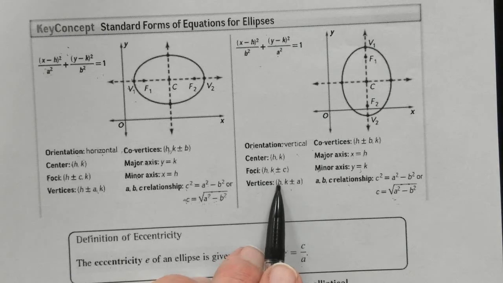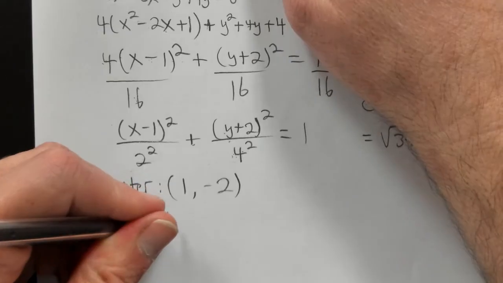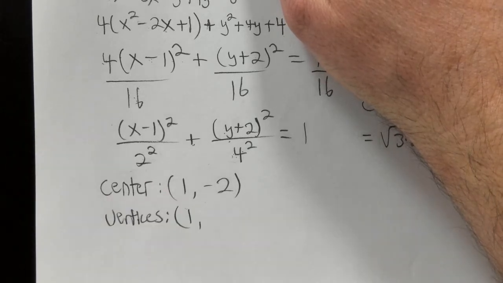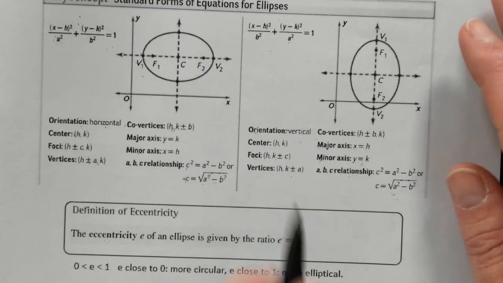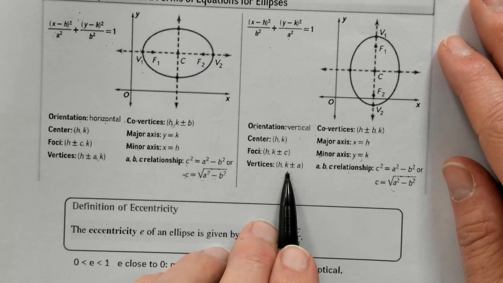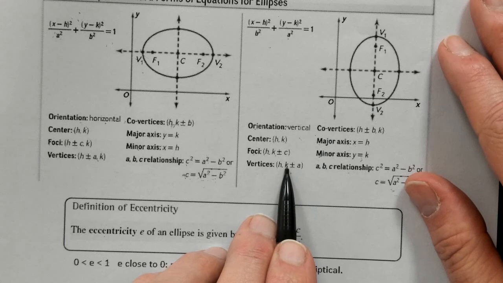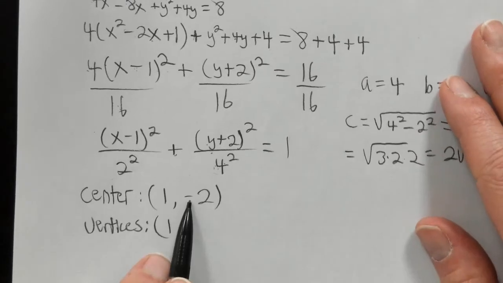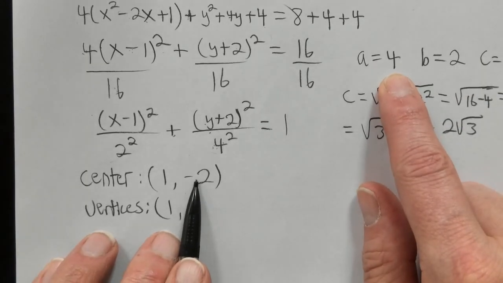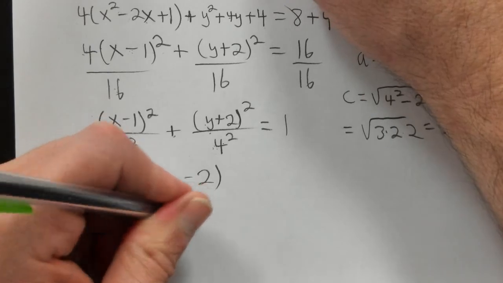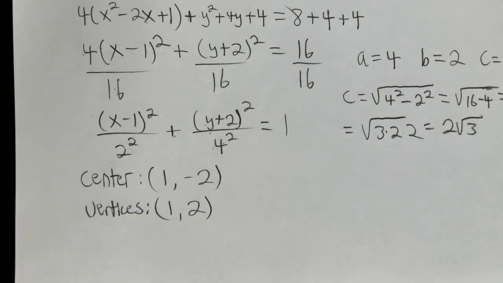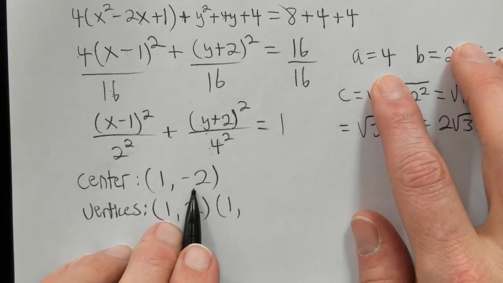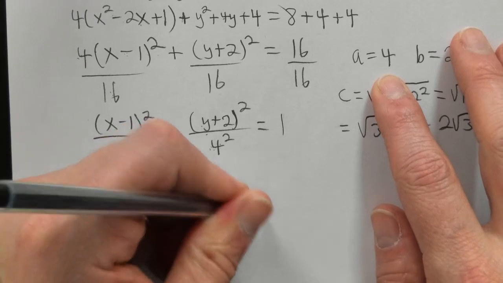So the vertices would be H, so I can write that first. What was the H? Remember, this is my H and my K. My H was 1, right? So it's going to be 1, comma. The Y coordinate of the vertices is going to be K plus and minus A. So K plus A and K minus A. My K was negative 2. What's my A? My A was 4. So negative 2 plus 4 is 2. So that's one vertex, right? And 1, comma, negative 2 minus 4 is the other vertex, which is negative 6.